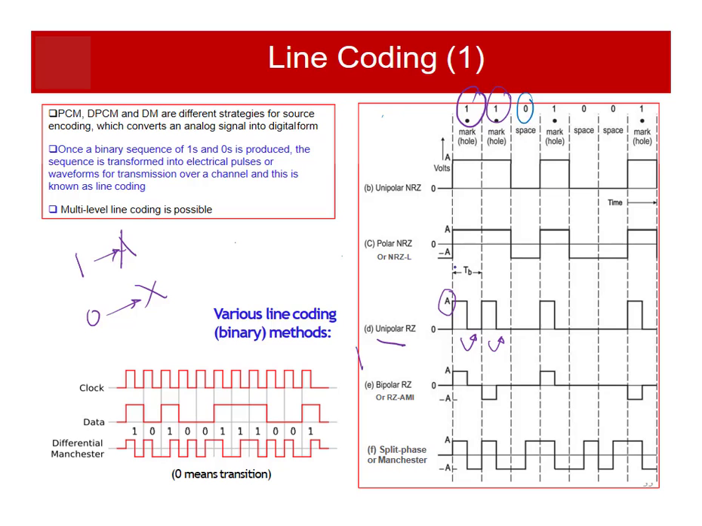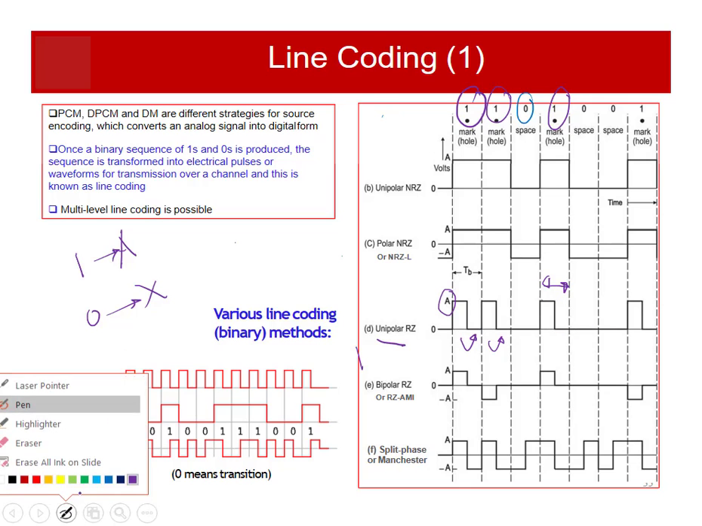For 0, as it is unipolar, it doesn't have any pole for 0, so it is 0 all the way. There is no significance of returning to 0 if it is already 0. Then again, when the bit is 1, you have a high amplitude for some time, but for the rest of the time period it returns to 0, and it goes on and on. So that's basically unipolar RZ.